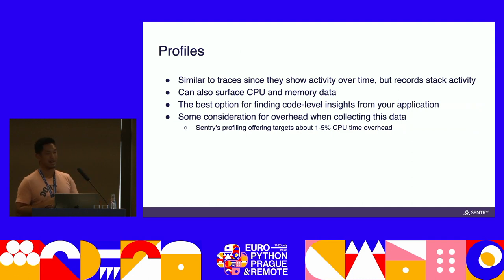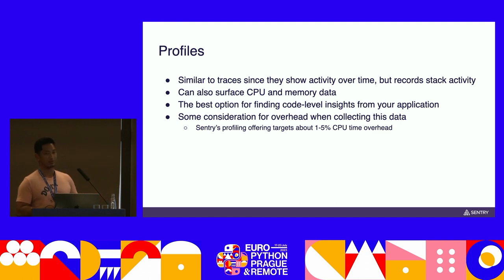the next thing we have is profiles. This is the most granular type of data that we can get. And they're similar in a way to traces, but instead of showing activity over time of some kind of operation with some name, these are actually going to look at stack activity. So we'll also typically, because we're low level there, get function names. We can also surface CPU and memory data as well. And this is the best option for looking for code level insights into your application.